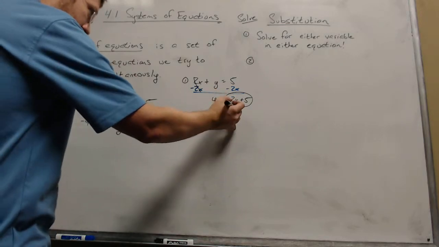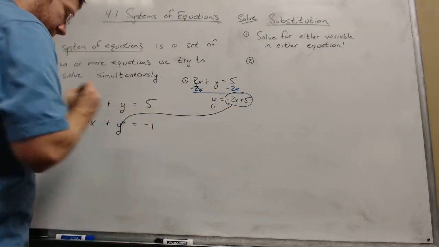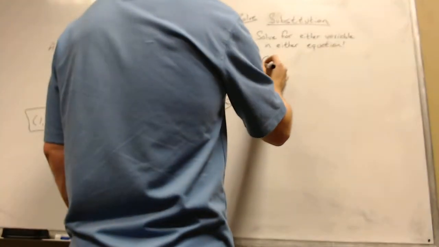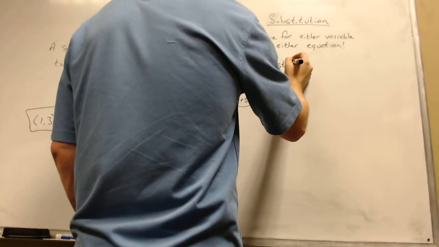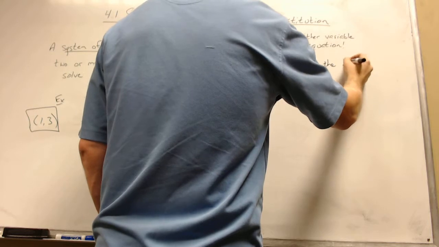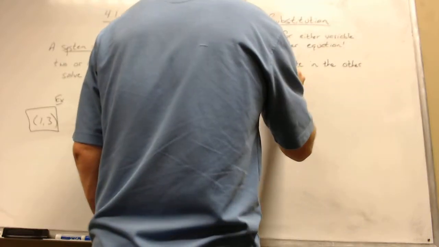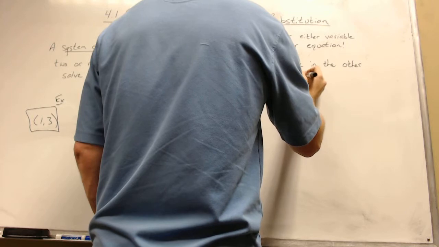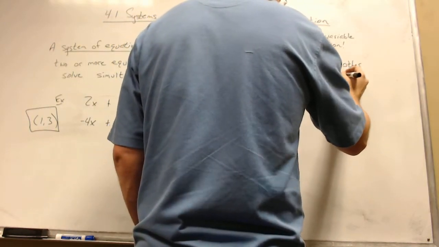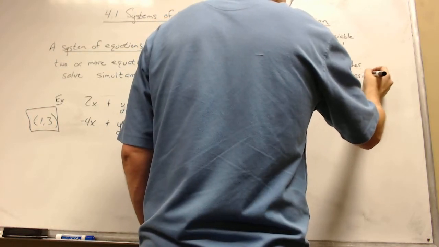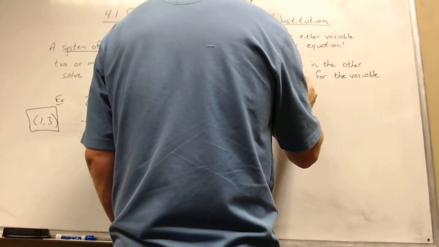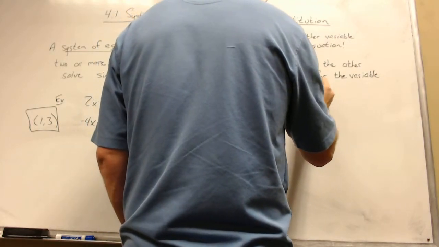So we're going to take this and plop it in there for y into the other equation. So that's what I'll write down here. So substitute in the other equation for the variable you just solved for.